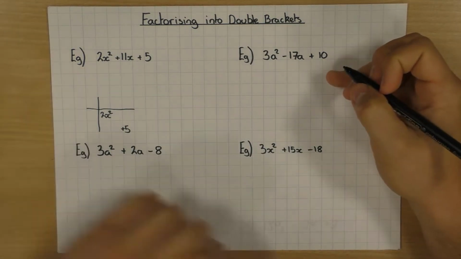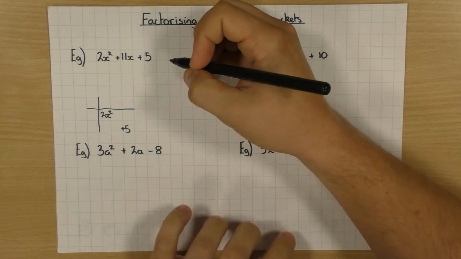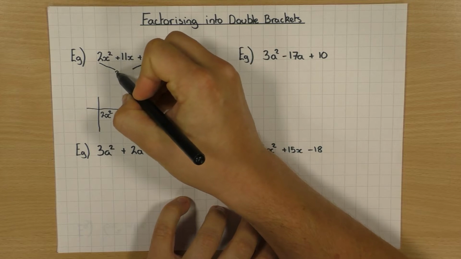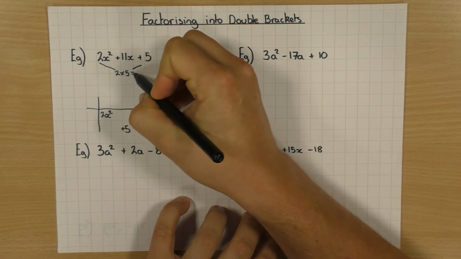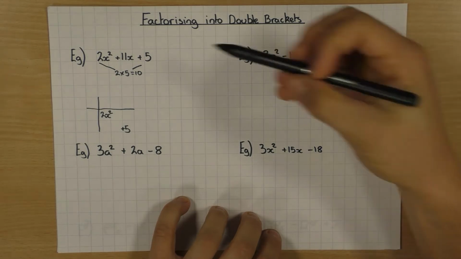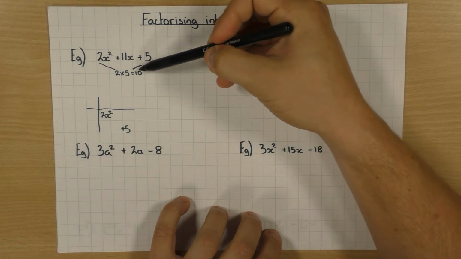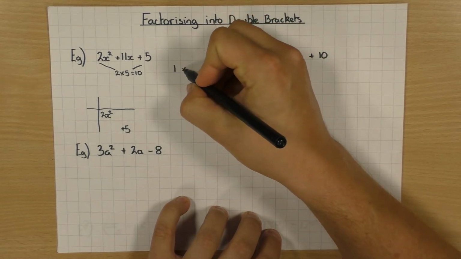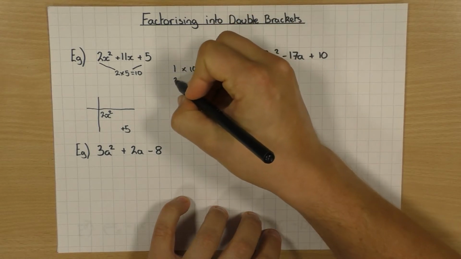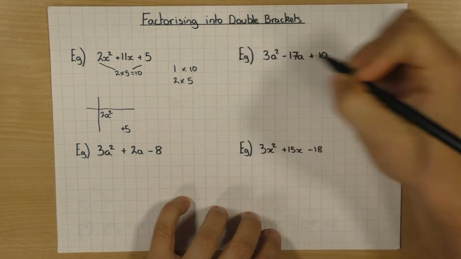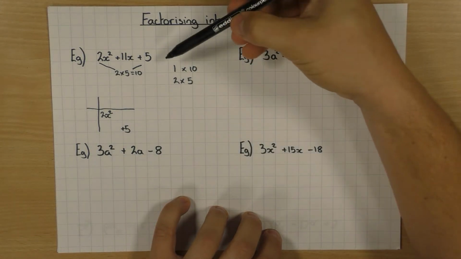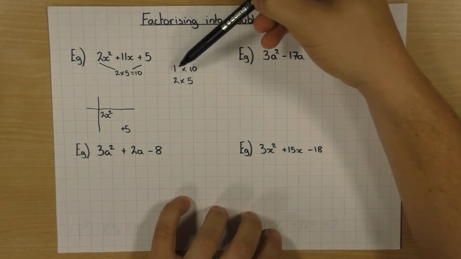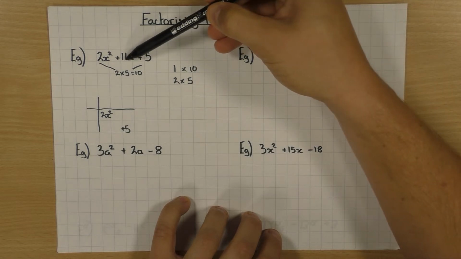Okay. Now, where it's slightly different to the other video is that we take the 2 and the 5 and we times them together to get 10. Okay, so now we're looking at numbers that multiply to get 10. And always start off with the obvious, 1 times 10, and of course we have 2 times 5. Okay. So once you've written down all the pairs, we're looking for the pair that we can use by adding or subtracting to get 11.